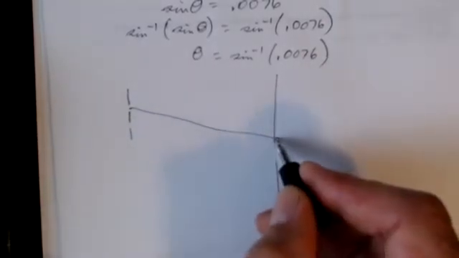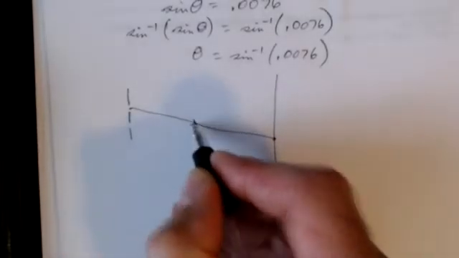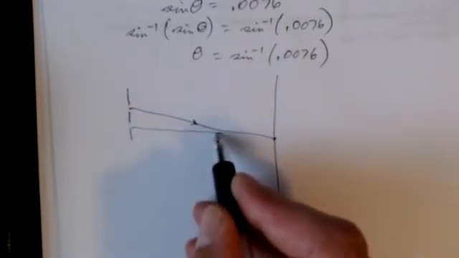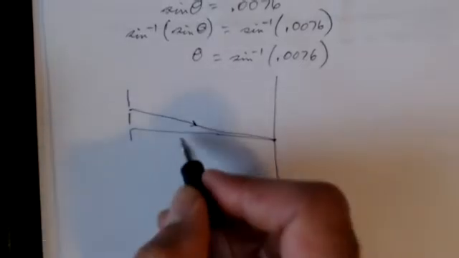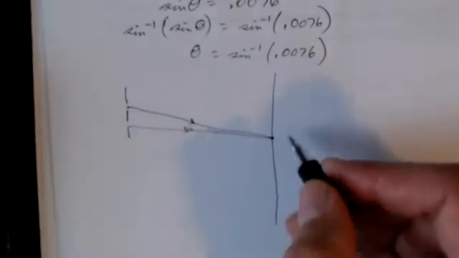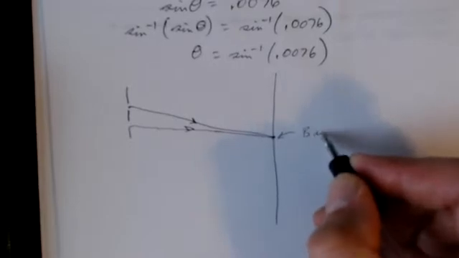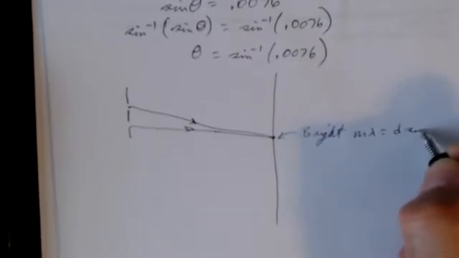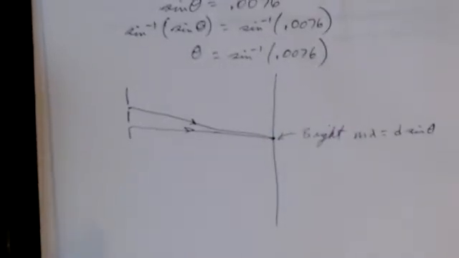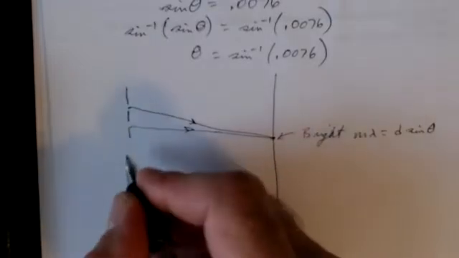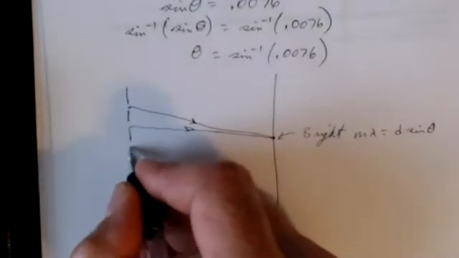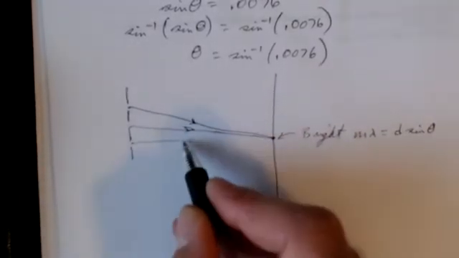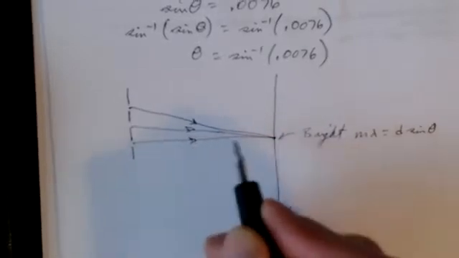Anyway, we're interested in this point on the screen here, and this ray comes from that slit, and that ray comes from that slit. And I probably really should have used a ruler, but if it's bright, then m lambda equals d sine of theta. Well, what if there's a third opening, and there's a ray that goes through that to that same point on the screen?